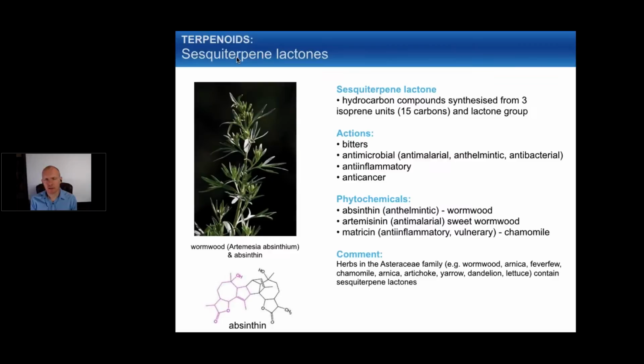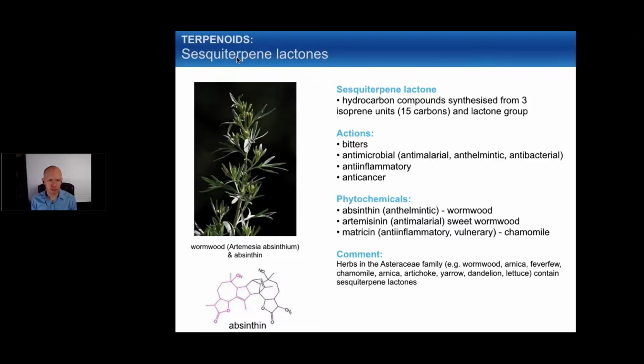And sesquiterpene lactones, again, they have 15 carbons, and they also have that lactone group. So when I think of sesquiterpene lactones, the very first thing that comes to my mind is bitters, so digestive bitters. Second thing I think of, antimicrobials. A lot of the really important antibacterial, antifungal, antimalarial, anthelmintic compounds are related to sesquiterpene lactones. Also, there's research that shows that a lot of the time the antimicrobial compounds often have some anti-inflammatory effects associated with them as well. And then finally, many of them have some anti-cancer effects, because when something decreases inflammation, it usually has some benefits for cancer as well.